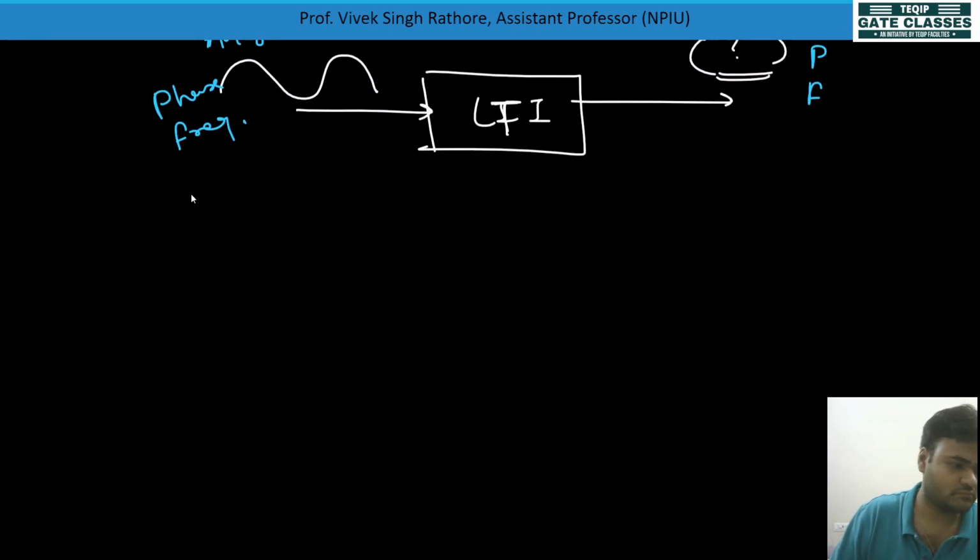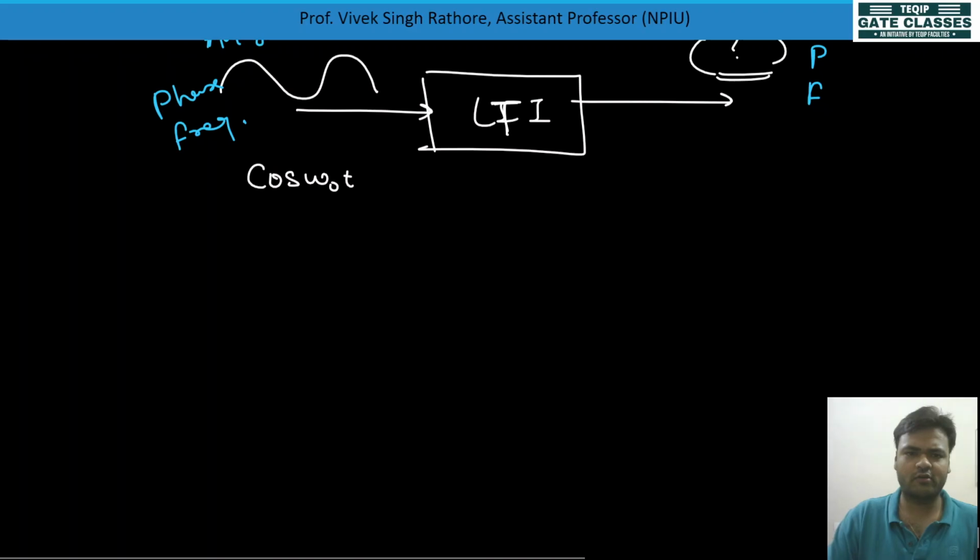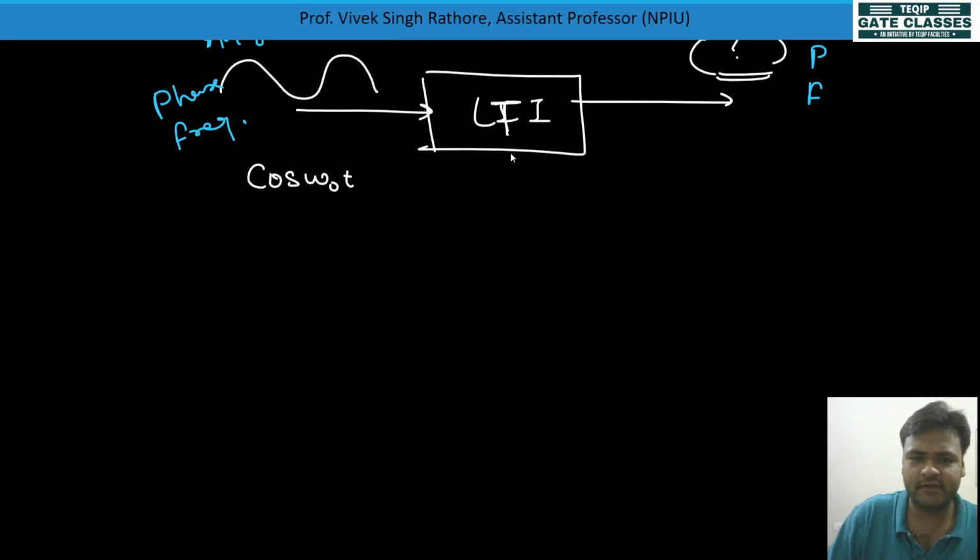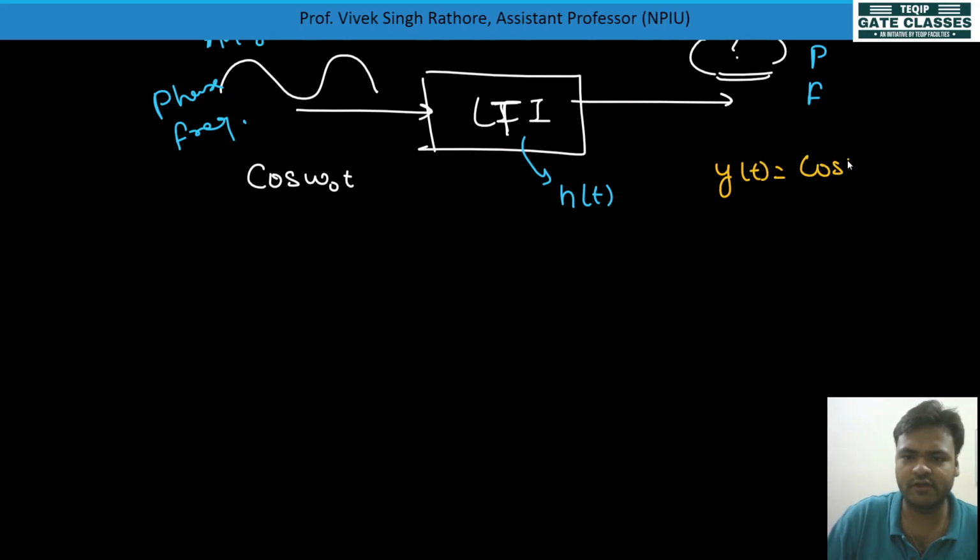See, we'll give cos of omega naught t as input. It is a sinusoidal, no problem with that. Let's suppose the system has impulse response h of t. So ultimately, what we have studied till now, the output y of t is nothing but cos of omega naught t convolved with h of t.